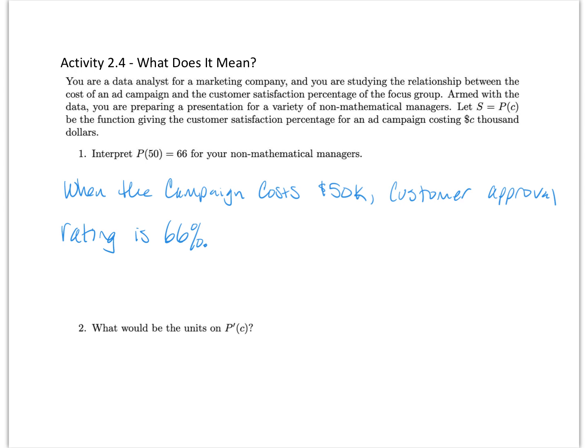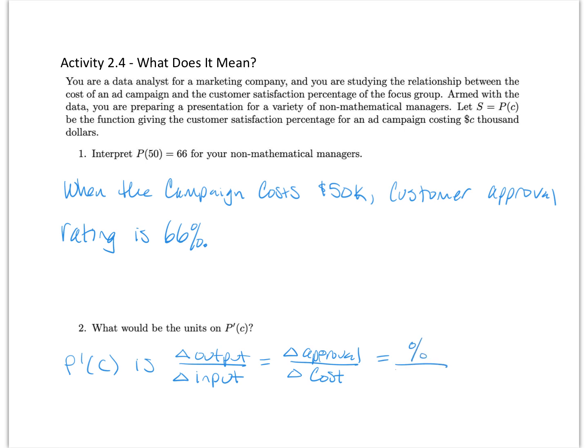Now, what would the units be on P prime of C? So to calculate P prime of C, we would calculate a difference quotient, change in output over change in input. So P prime of C is a change in output over a change in input, right? It's the slope of a tangent line, which in this case is change in approval over change in cost. Okay, and the units on approval is percentage, and the units on cost is thousands of dollars.